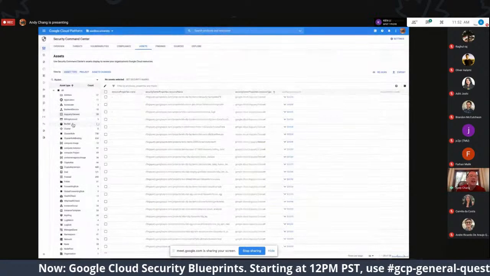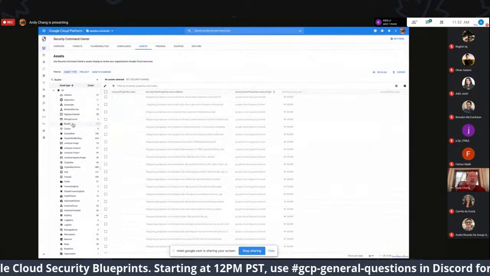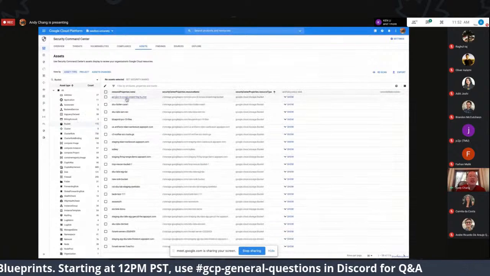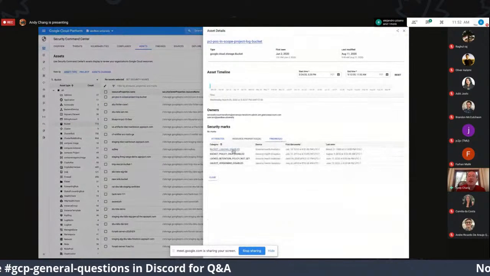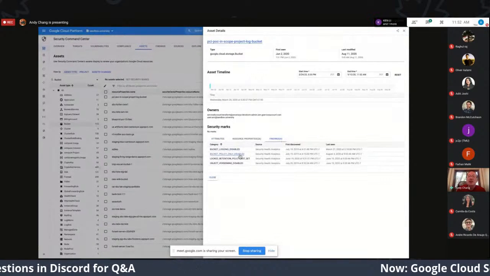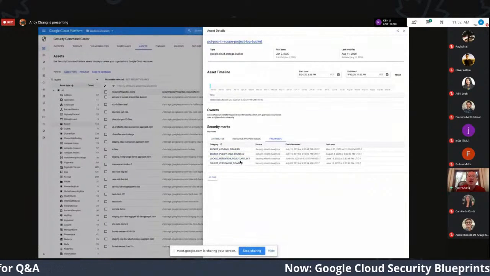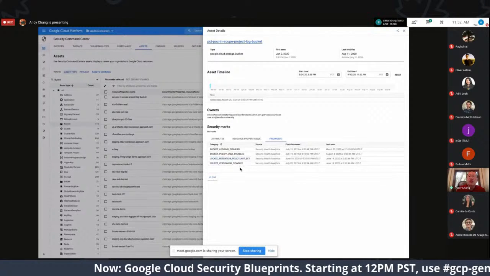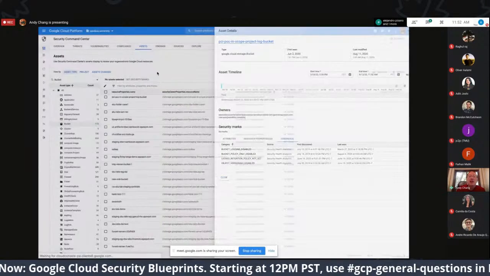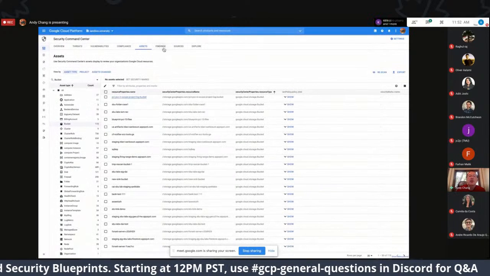If you were to look at a specific bucket, we can see that there are 4 findings against that bucket. So logging was disabled, the bucket policy was enabled, and there's no retention policy set. So that level of granularity lets you dig into details and investigate more.